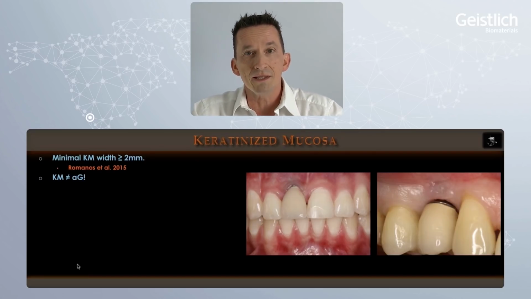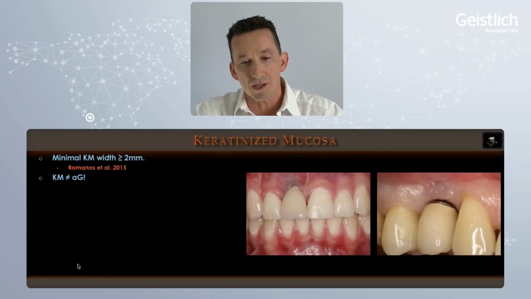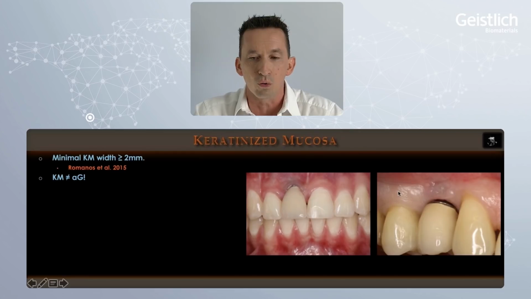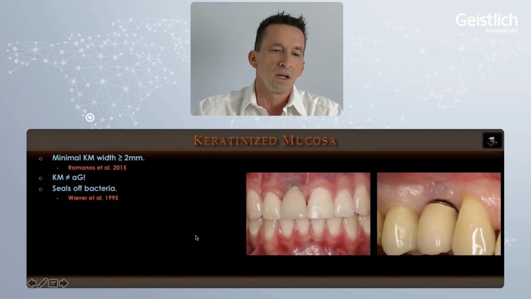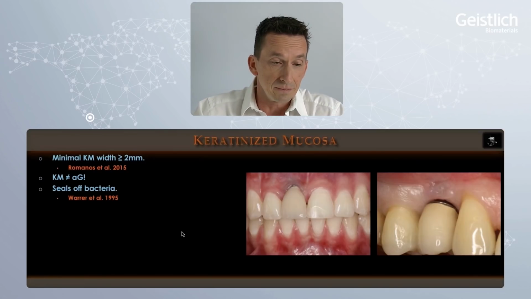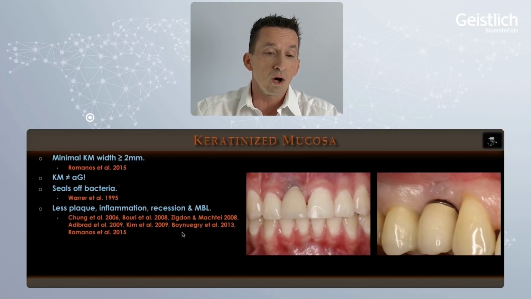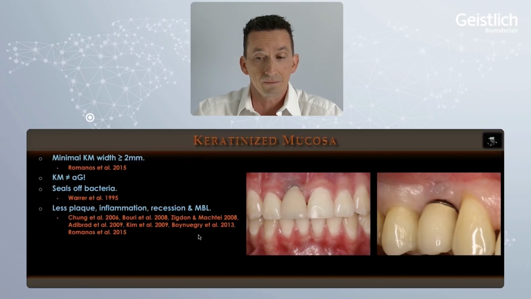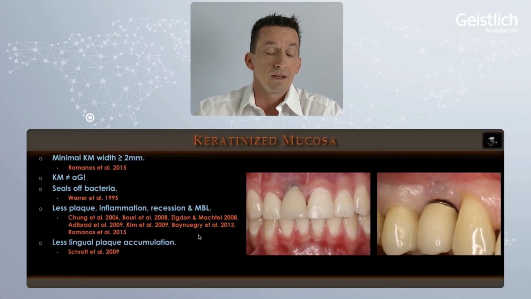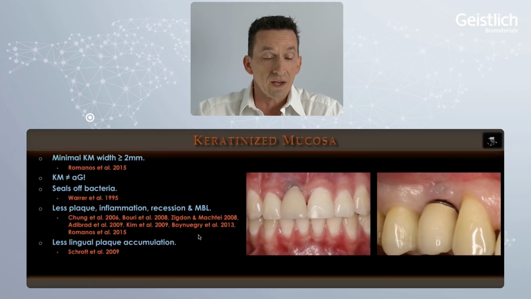Keratinized mucosa is not attached gingiva. Attached gingiva is the gingiva which is attached to bone. Keratinized mucosa seals off bacteria. The more keratinized mucosa we have, the less plaque accumulation, the less inflammation, the less recession and marginal bone loss. And finally, on the lingual side, we also can keep off bacteria.